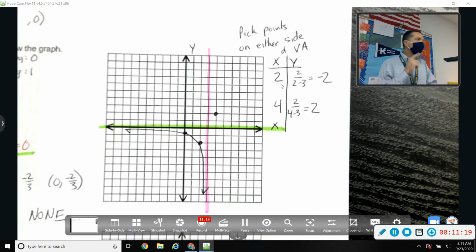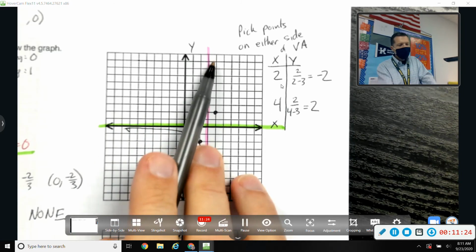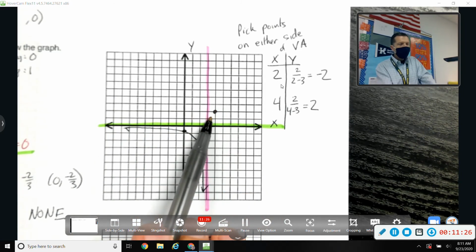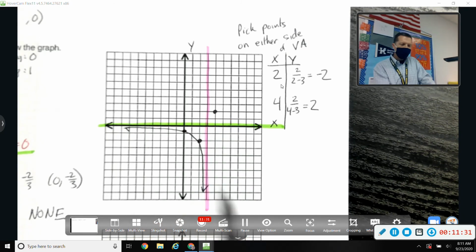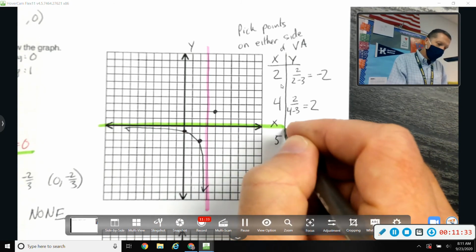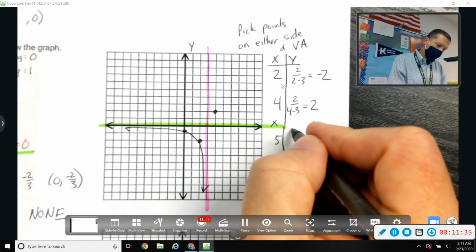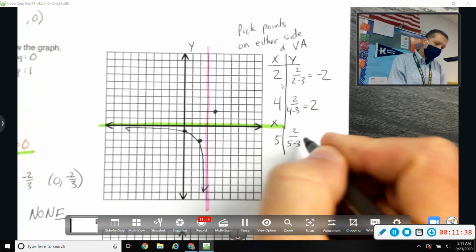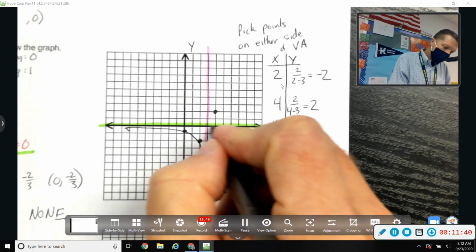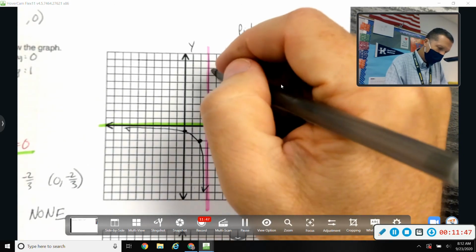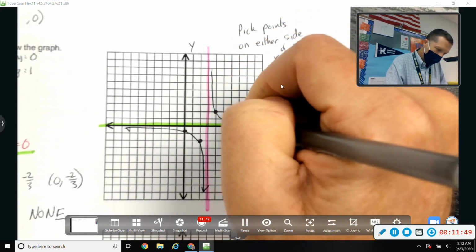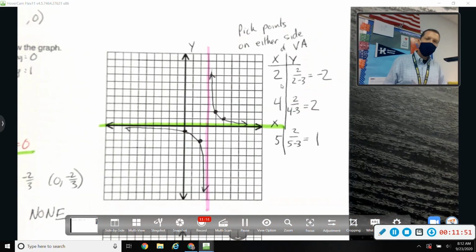Grading-wise, I need to see at least 1 point per branch. So branch meaning like here's a branch, there'll be a branch over here. So grading-wise, that's enough. If you ever feel like, wait a minute, I don't know, or I want to check, then by all means, pick another point and see what happens. Maybe confirm what you thought was going to happen. 5, 1. Okay, that kind of fits the pattern with what we thought would happen with that. And so there's my picture.